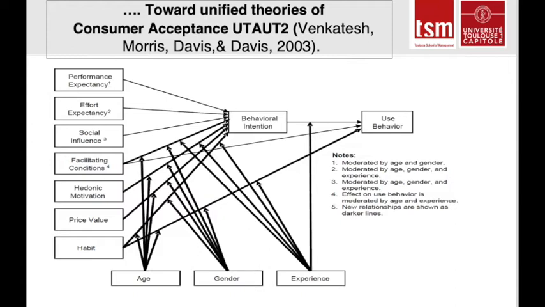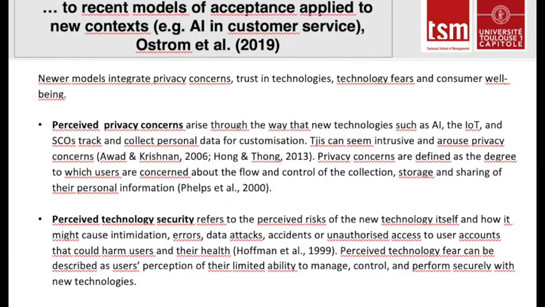So in the UTAUT2 model, you can see that next to the basic variables, that is performance expectancy, effort expectancy, social influence, and facilitating conditions, hedonic motivation, price value, and habit directly influence behavioral intention to use the innovation and subsequently technology use behavior. Again, age, gender, and user experience play an important role by moderating these links on behavioral intention. Newer models integrate privacy concerns, trust in technologies, technology fear, and consumer well-being.